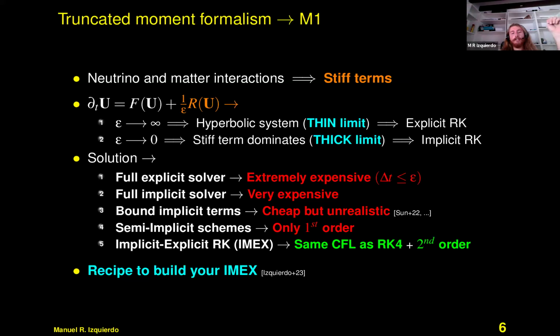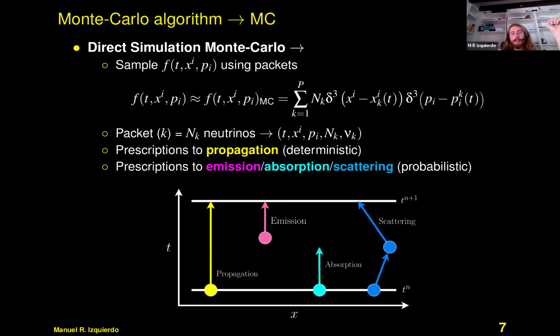So this is quite fine, and there are a lot of groups that run this N1 with the IMEX methods, and it works quite fine. And now the other main ingredient of these guided moments would be Monte-Carlo, which is a broad class of computational algorithms, and we are mainly interested in the category called direct simulation Monte-Carlo, in which the idea is to sample this distribution function by using packets. These packets represent a certain number of physical neutrinos, this kind of weight, you could call it N_k. So we can characterize them completely just with the time, three positions, three momenta, this weight, and also this neutrino energy.